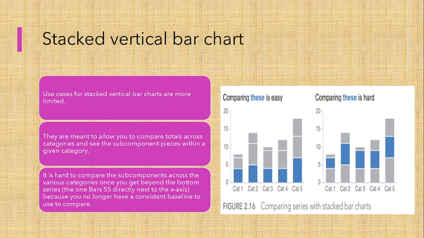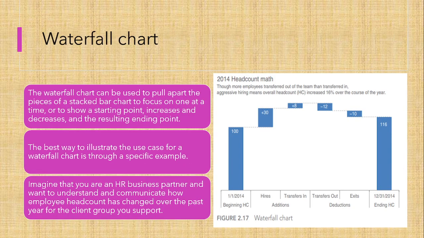We have a stacked bar chart. Stacked bar charts are more limited. They are meant to allow you to compare totals across categories and to see the subcomponent pieces within a given category. It is hard to compare the subcomponents across the various categories. So when it comes to a stacked vertical bar chart, it becomes very hard to compare what is happening. So it's not one of the preferred types of chart.